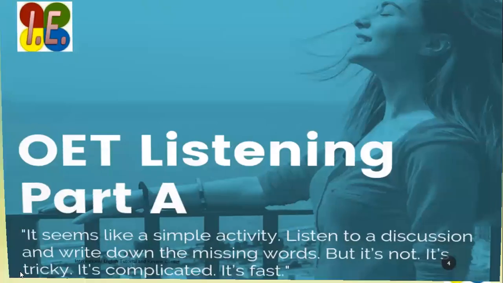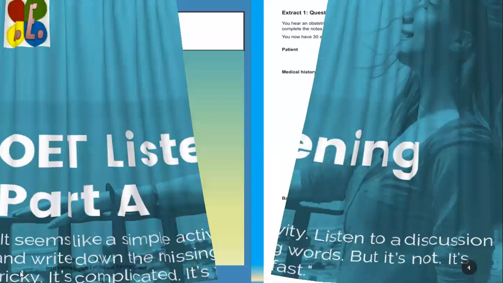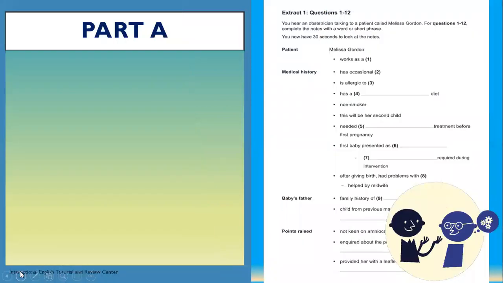Okay, remember those. Let's start with part A. Part A has 2 different consultation extracts, and in each extract, you will be answering 12 questions. So we have here an example, extract 1, questions 1 to 12. You have to listen carefully and, at the same time, read the instruction given above. For example, you hear an obstetrician talking to a patient called Melissa Gordon. This is one of our mock tests, mock test 3. I'm using this for our sample.